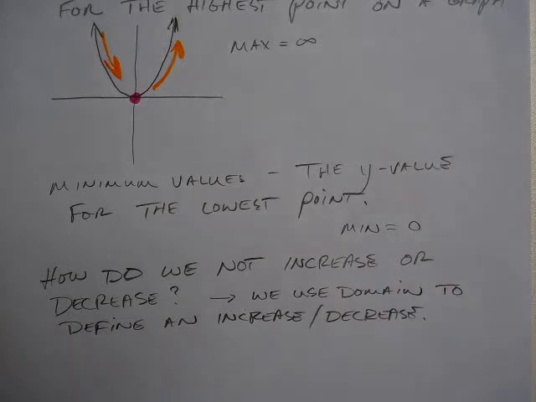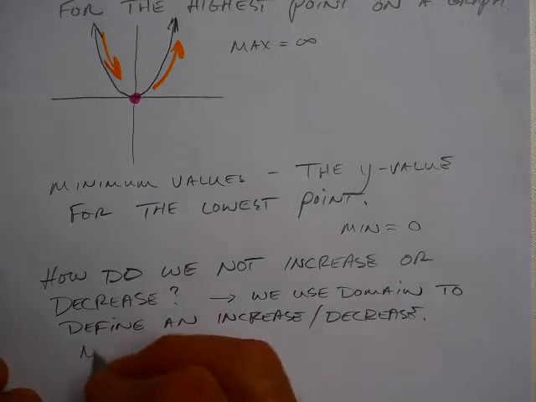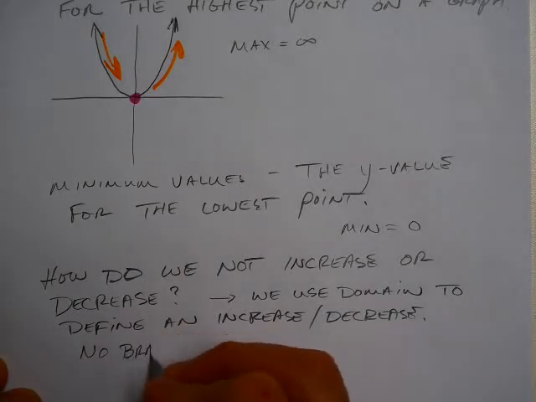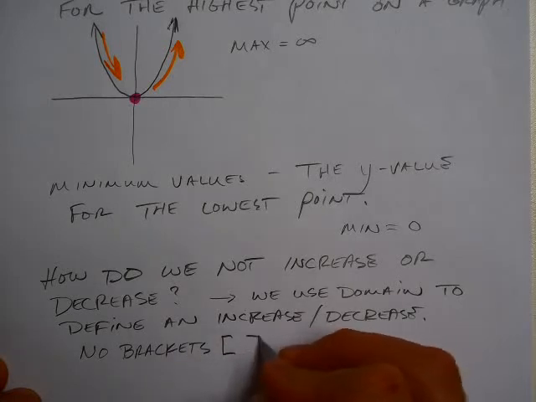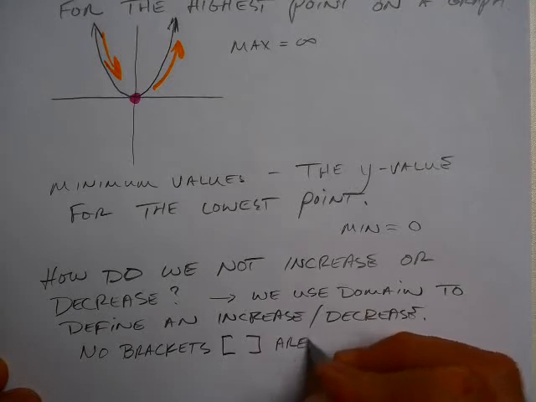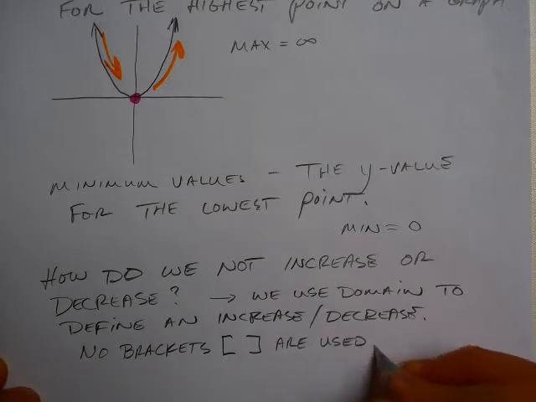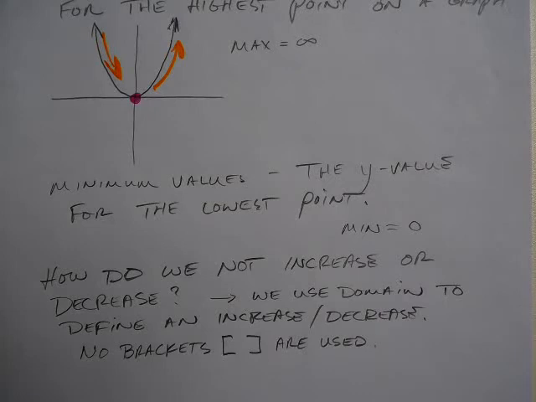So since no individual point is increasing or decreasing all by itself, we can't use brackets. There's no inclusion on this. So no brackets are used. We can use them for domain, but we can't use them for if it's increasing or decreasing along the domain. All right.